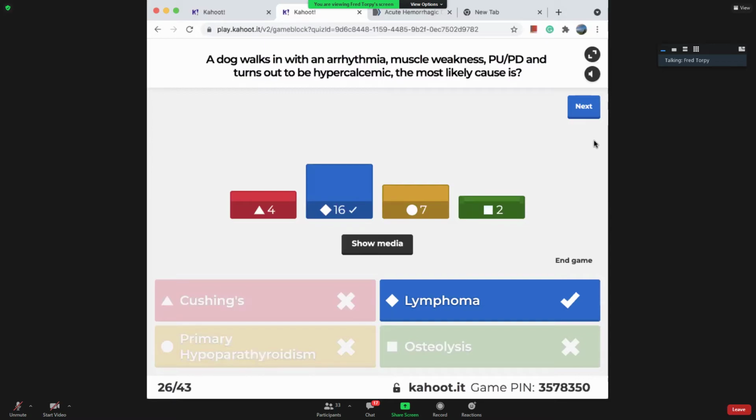So osteolysis could be a cause. It's just a lot less common. Cushing's disease does not commonly cause hypercalcemia. The flip side of it, Addison's, is a disease that causes hypercalcemia. I believe that's the second most common cause of hypercalcemia in dogs, but Cushing's is not something we commonly see. And then with primary hypoparathyroidism, we would see hypocalcemia.